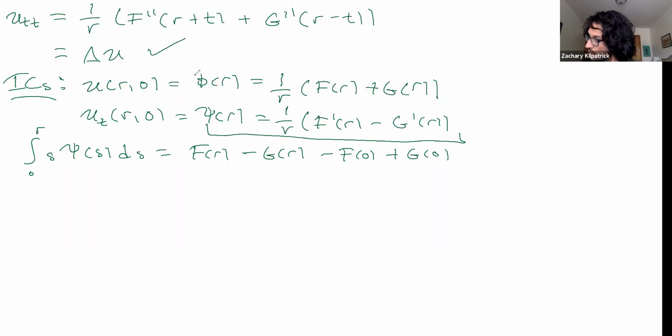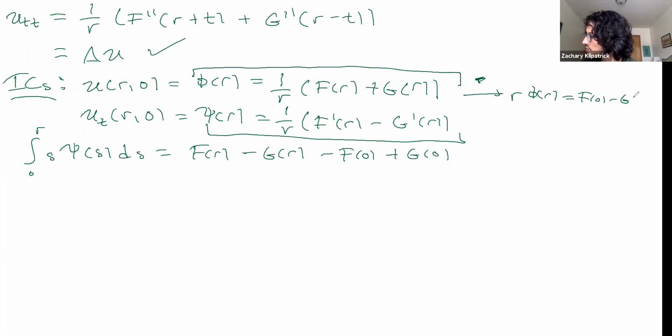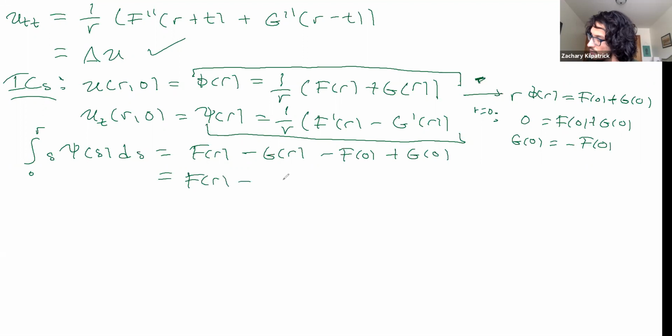But also I can use this formula too, okay? And in particular, let me take two steps here. So R phi of R is equal to f of R minus g of R. If I plug in R equals 0, then I get 0 is equal to f of 0, sorry, that's a plus g of 0, excuse me. And then I have g of 0 is equal to minus f of 0. Okay. So this I can now write as f of R minus g of R minus 2f of 0.